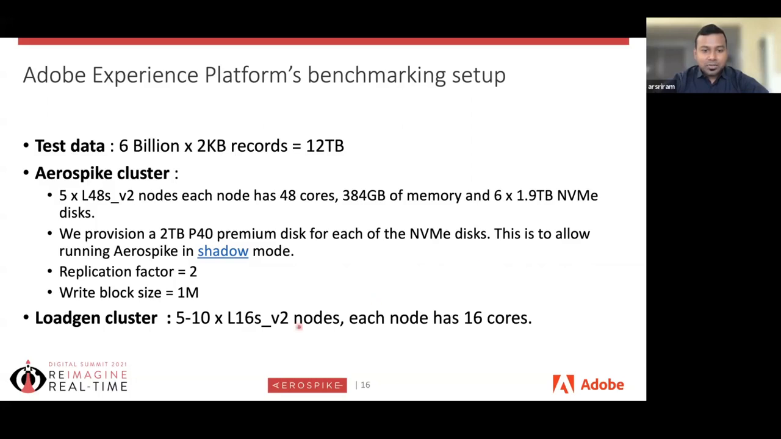Our load gen cluster is comprised of L16 machines, and we have a variable number of them depending on how much load we want to put.